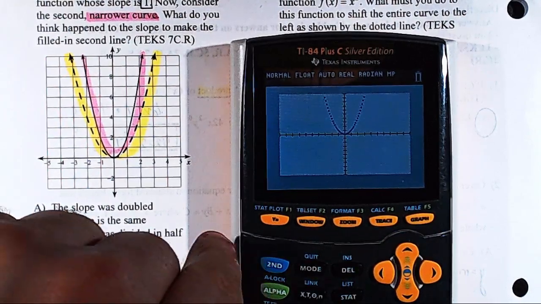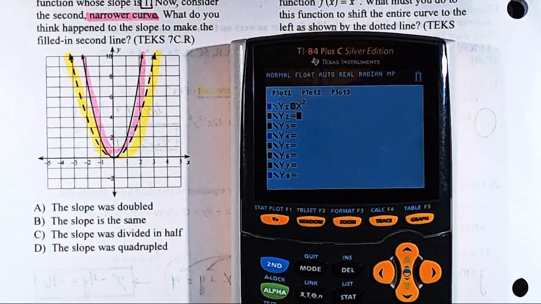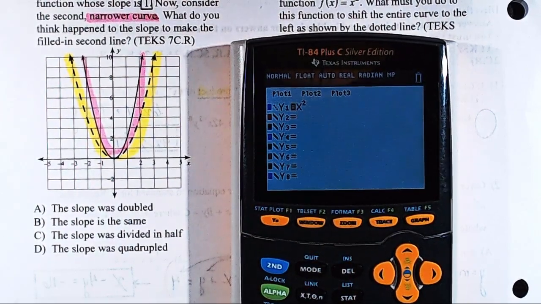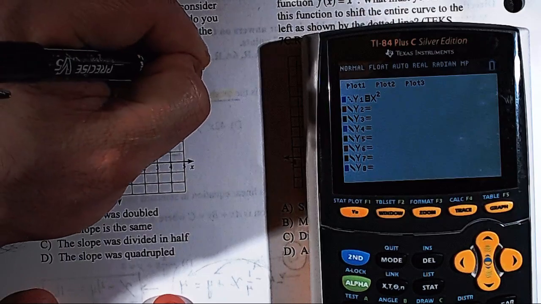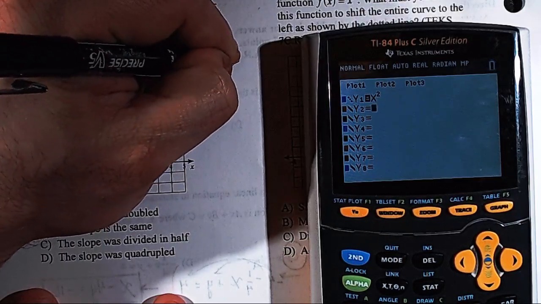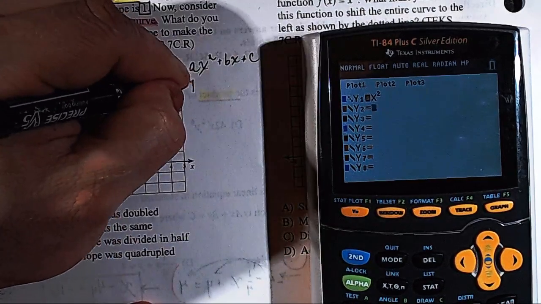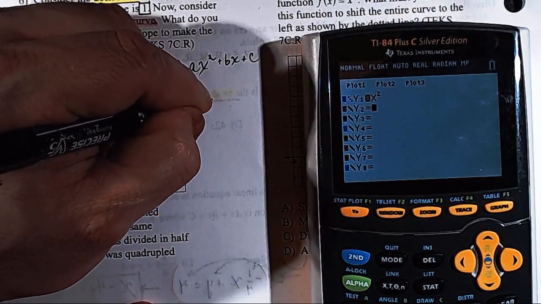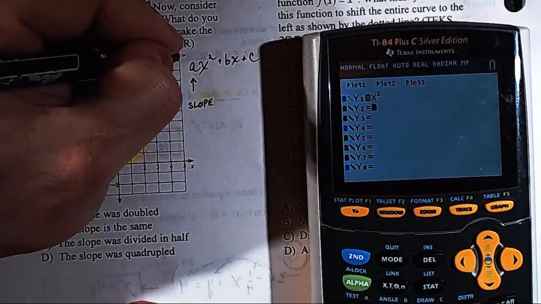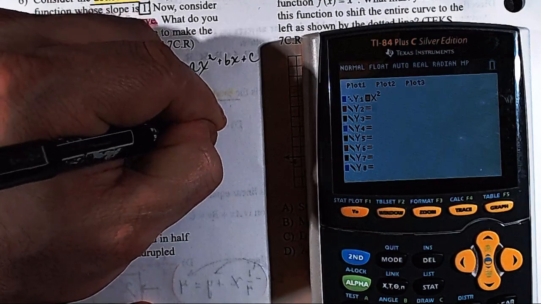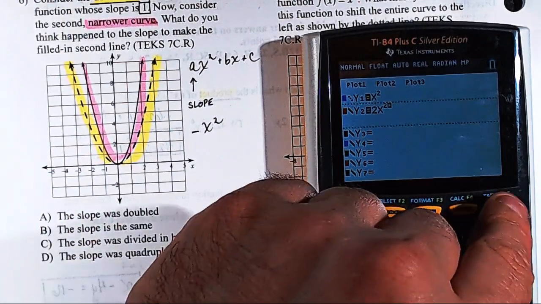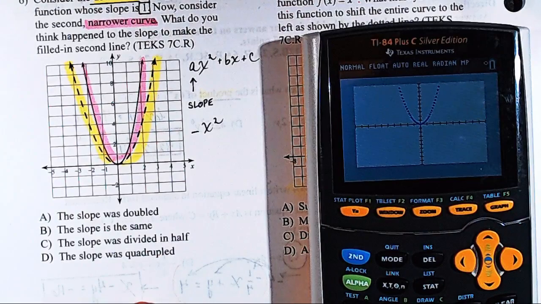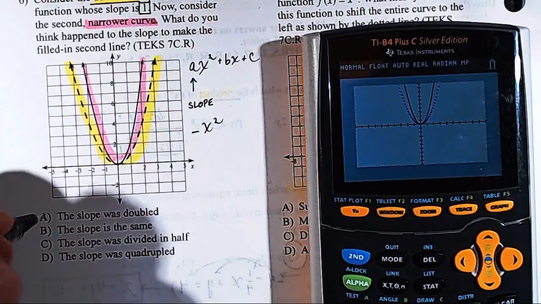There we go. And now for y2, I'm going to try doubling the slope. Well, how do I double the slope? It helps to remember what I would have to manipulate to double the slope. Here's the general form of a quadratic: ax squared plus bx plus c. This is the slope. Okay, so all I've got in my equation is something x squared. So let's try doubling the slope, 2x squared, because it's 1x squared now. Let's try that. Bingo. All right, it looks identical to this. The slope was doubled.